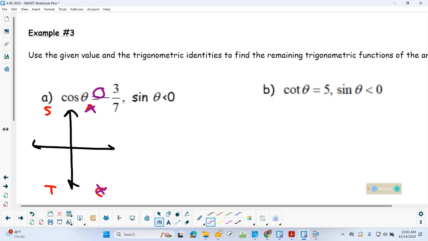All right, well, let's figure it out. Process of elimination: sine is less than 0, so of course that means negative. Well, if sine's negative, you can't draw it where? In quadrant 2. We've got to cross that one off also. So by process of elimination, we're down to quadrant 3.